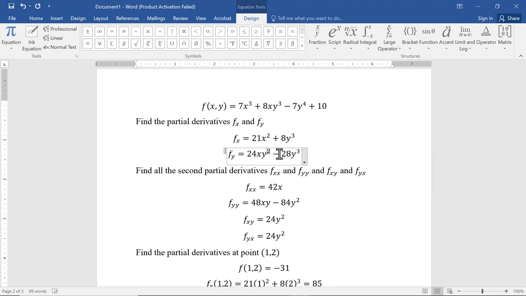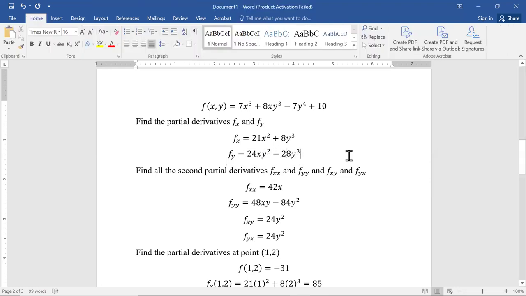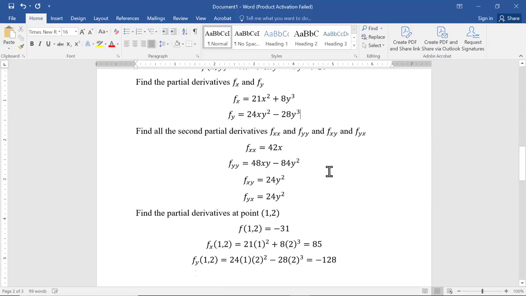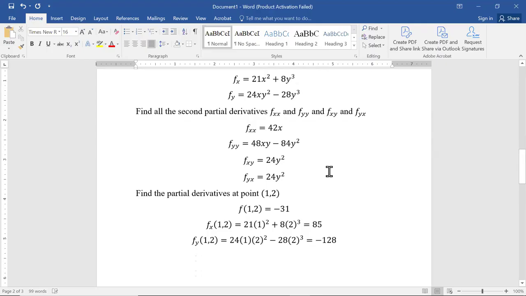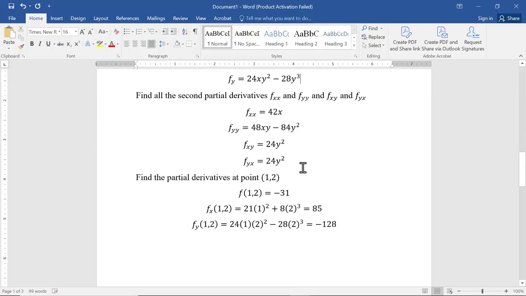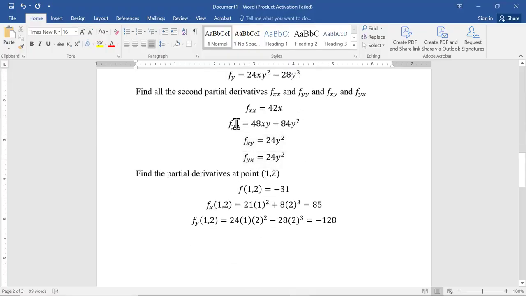Again, once you get used to that, you don't have to move the x around to see it. So here are my 4 second partial derivatives: f sub xx, f sub yy, f sub xy, and f sub yx. Notice f sub xy and f sub yx happen to be the same function. That also happened with the previous. The mixed partial derivatives happen to both give you 0 in the previous case. Here, they get 24y squared.